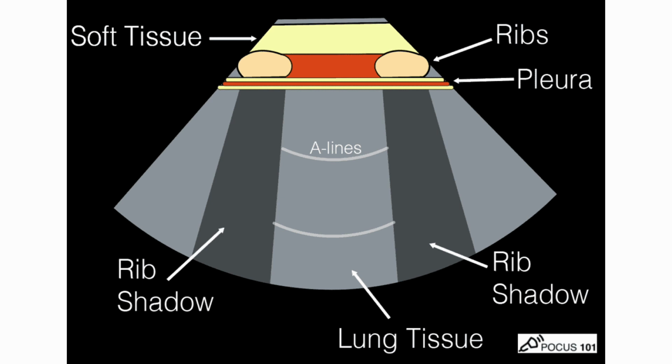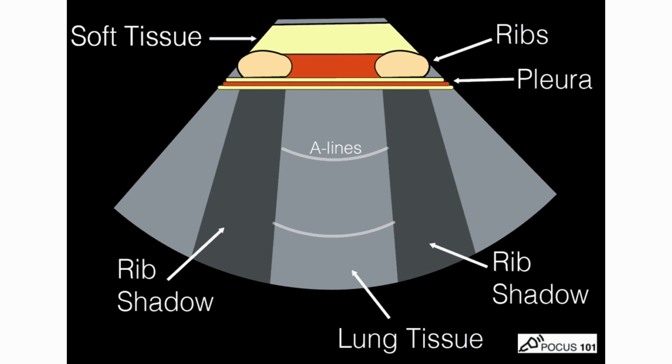Here's a drawing of what we're seeing. So the very first thing at top, the yellow, is obviously the soft tissues. On either side of our image should be ribs. So they're going to be bright white with shadowing behind it, so you won't see anything behind it. So what you're trying to do is get that probe in the right position so that you have a rib on the left and the rib on the right.